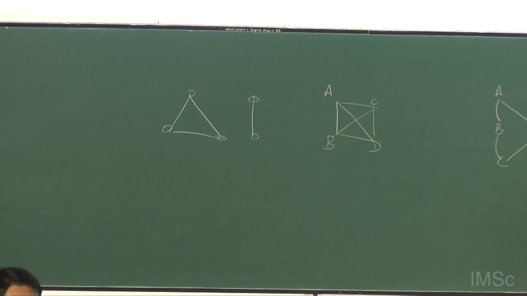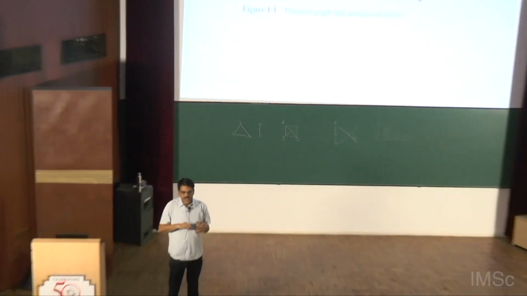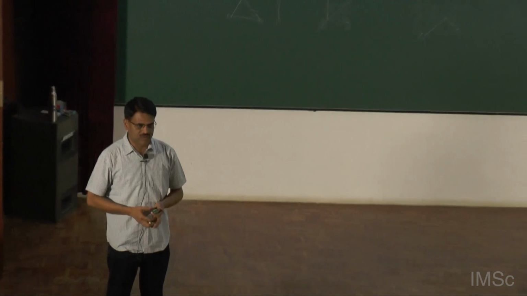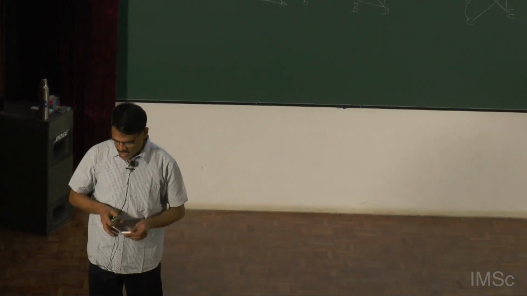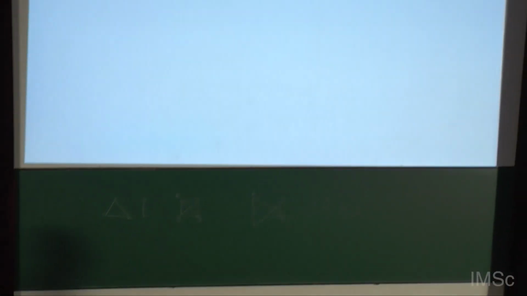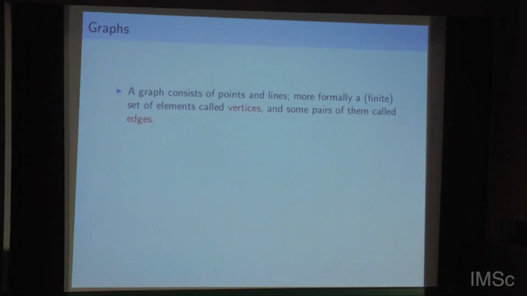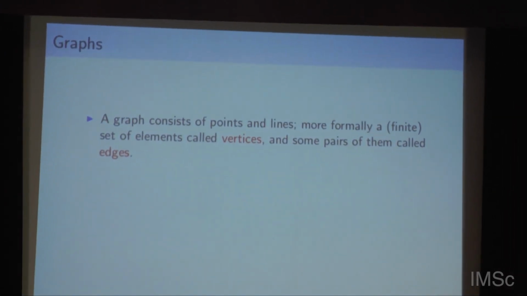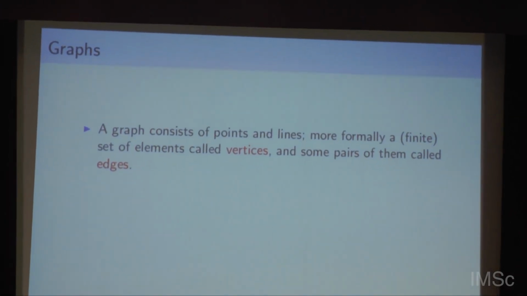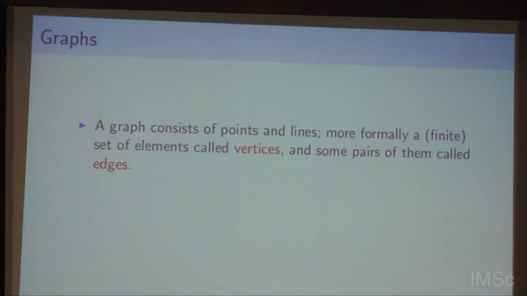Think of a graph as a collection of two sets. One set is a set of points and the other set is a subset of pairs of these points. They are called edges. So what is a graph? It consists of points and lines. More formally, a finite set of elements which we call vertices, and some pairs of them are called edges. I'm going to be using these words, vertices and edges. So edges are some pairs of points.